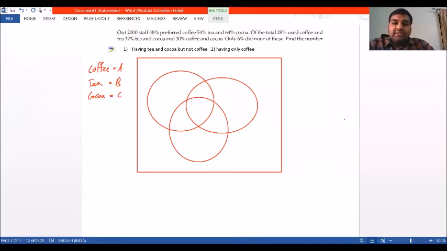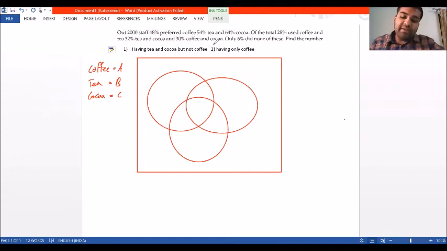Next, we'll see a sets, relations and functions problem. Out of 2000 staff, 48 percentage preferred coffee, 54 percentage tea, 64 percentage cocoa. Out of the total, 28 percentage use coffee and tea, 32 percentage tea and cocoa, and 30 percentage coffee and cocoa. Only 6 percentage did none of these.